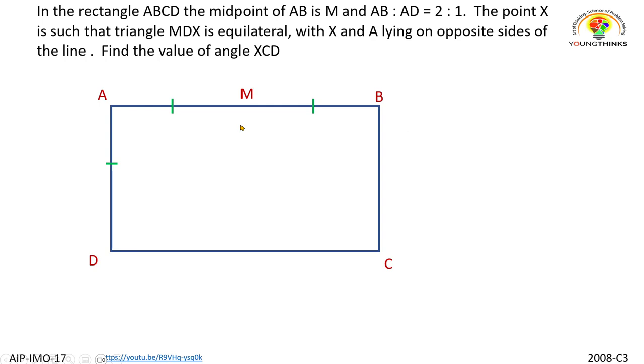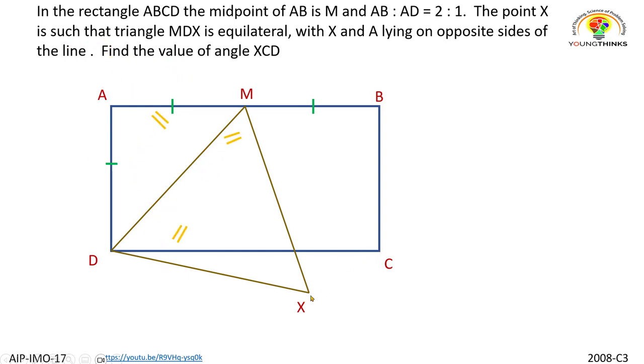Now, which one of these two options is correct? They have given with X and A lying on the opposite sides of the line. So X has to be somewhere here, so that A and X are on the opposite sides of the line MD. Now this is also an equilateral triangle. You need to find the value of angle XCD. You're supposed to find this particular angle.